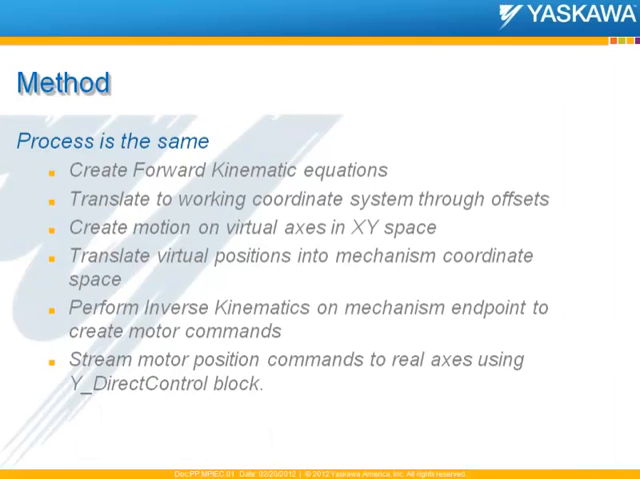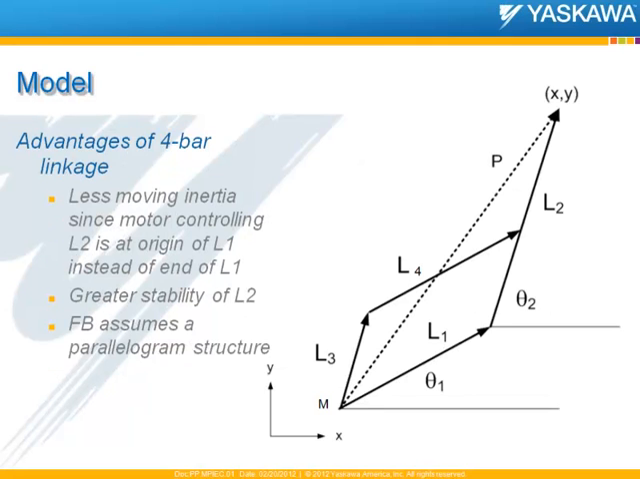So the process for this is exactly the same as the process for the other mechanism. Create the forward kinematic equation for the mechanism, create motion on virtual axes, and then perform inverse kinematics to stream real positions to the real axes. Same deal. Just a little bit different model.